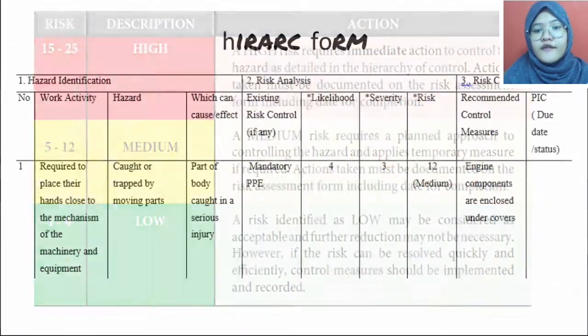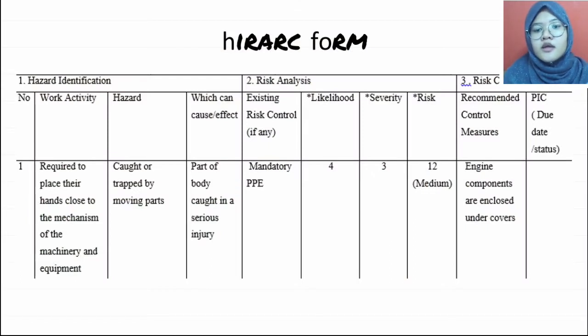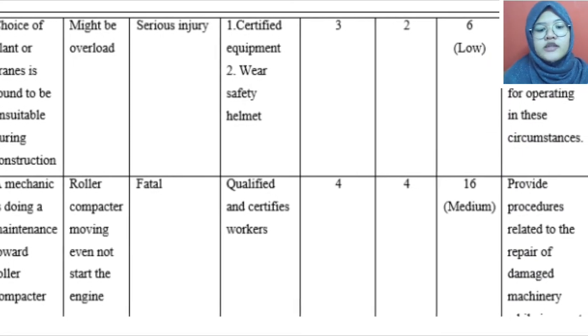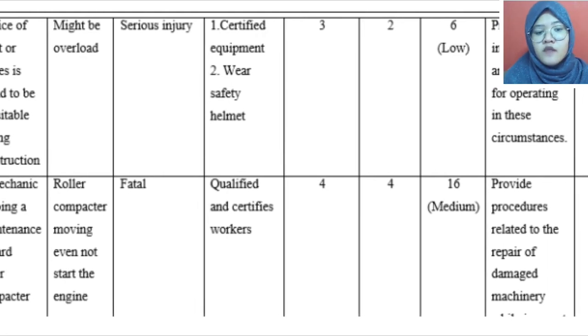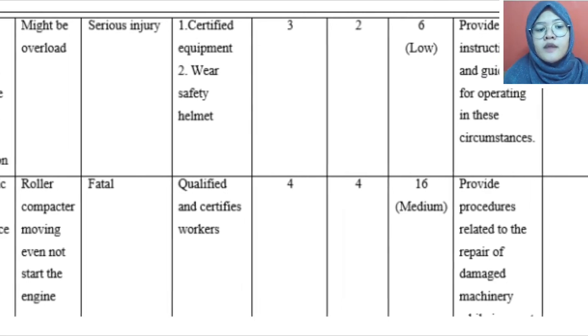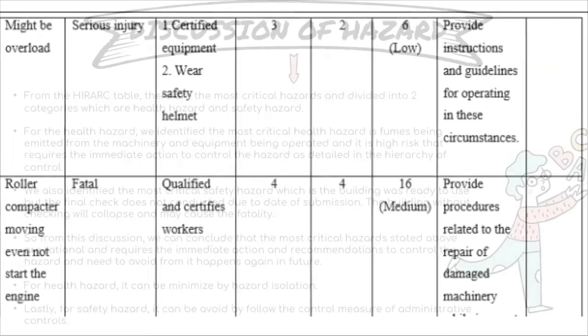Now we move on to the HIRAC form. This is an example of a HIRAC form. The work or activity requires placing hands close to the mechanism of machinery and equipment. The hazard is being caught or trapped by moving parts, which can affect part of the body and cause serious injury. The likelihood is 4, which means it has a good chance to occur but is not frequent. The severity is 3, which may lead to fatal injury and permanent disability, and the risk is 12, which is medium. The recommended control measure is that the engine component must be enclosed under covers.